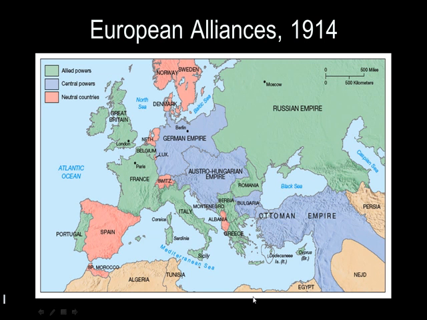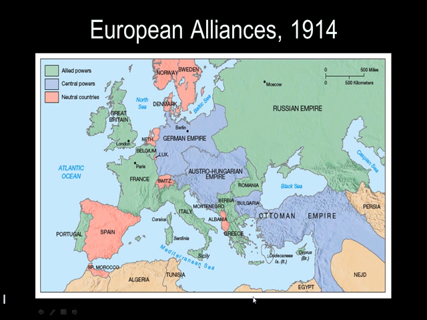Britain, France, and Russia are all going to be allied leading up to World War I. Germany, Austria, and Italy. I know Italy's not the same color, but they switched sides at the beginning of World War I. I'll talk about that later. But Germany, Austria, and Italy are another alliance that forms leading up to World War I.